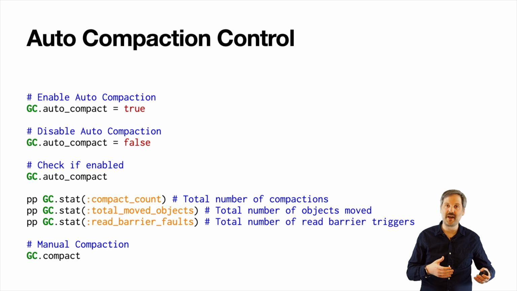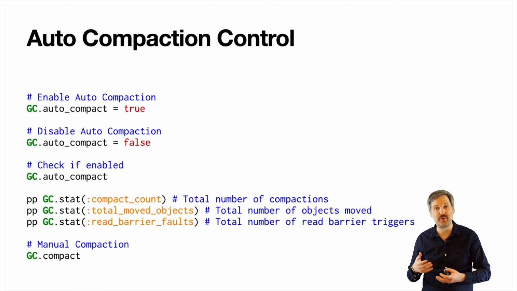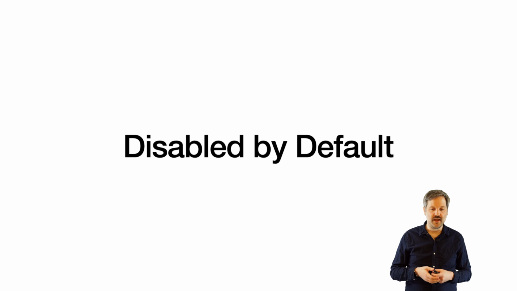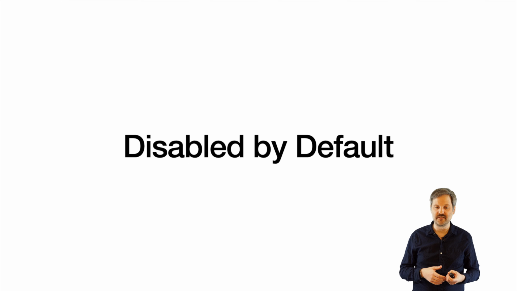We can enable automatic compaction and we can disable automatic compaction. We can also check statistics about the last time that we did compaction. And of course, we can still manually compact the heap. Now, auto compaction is disabled by default, and I want to talk a little bit about why before we end the presentation today.